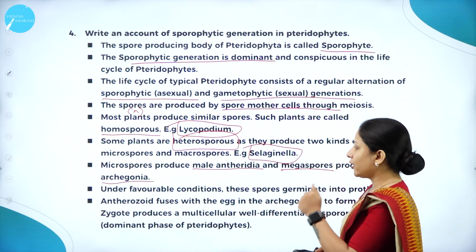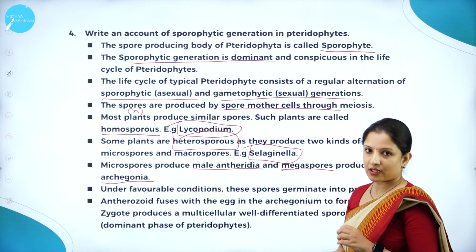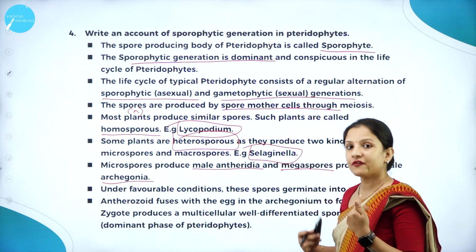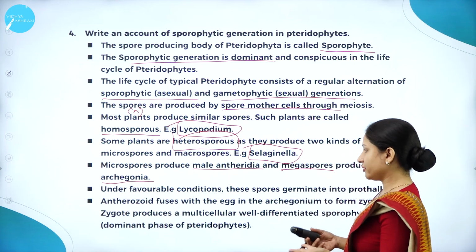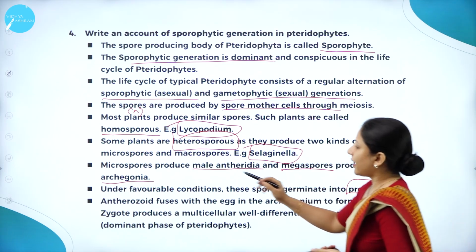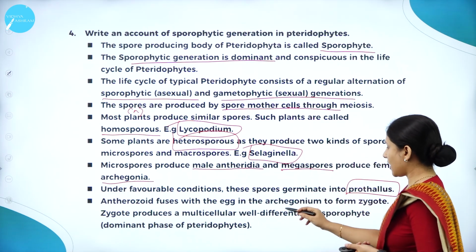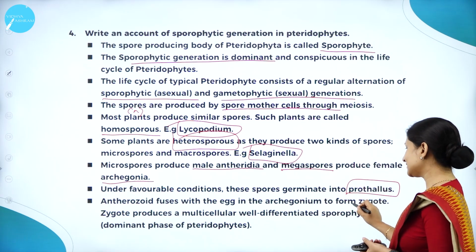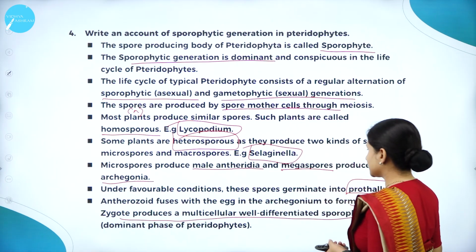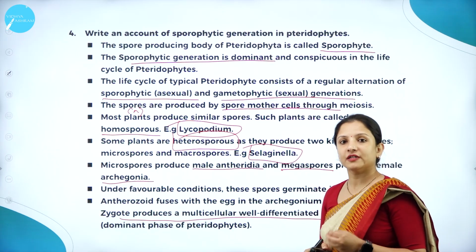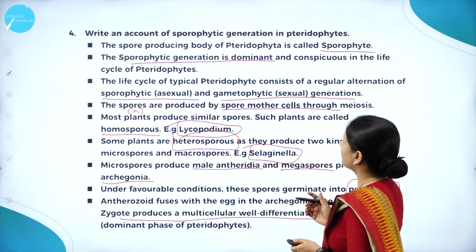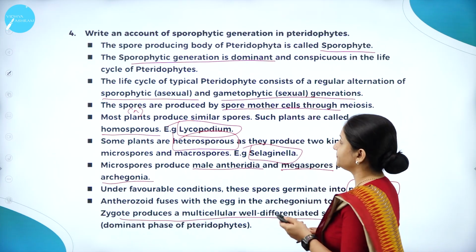Now under unfavorable conditions, what happens? These spores will not germinate. They'll remain dormant. Once the favorable condition comes, they'll germinate and produce the prothallus. Next, antherozoids will fuse with the egg in the archegonia to form the zygote. The zygote produces a multicellular, well-differentiated sporophyte, which is the dominant phase of the pteridophytes. So these many points you have to write. This is about the sporophytic generation.